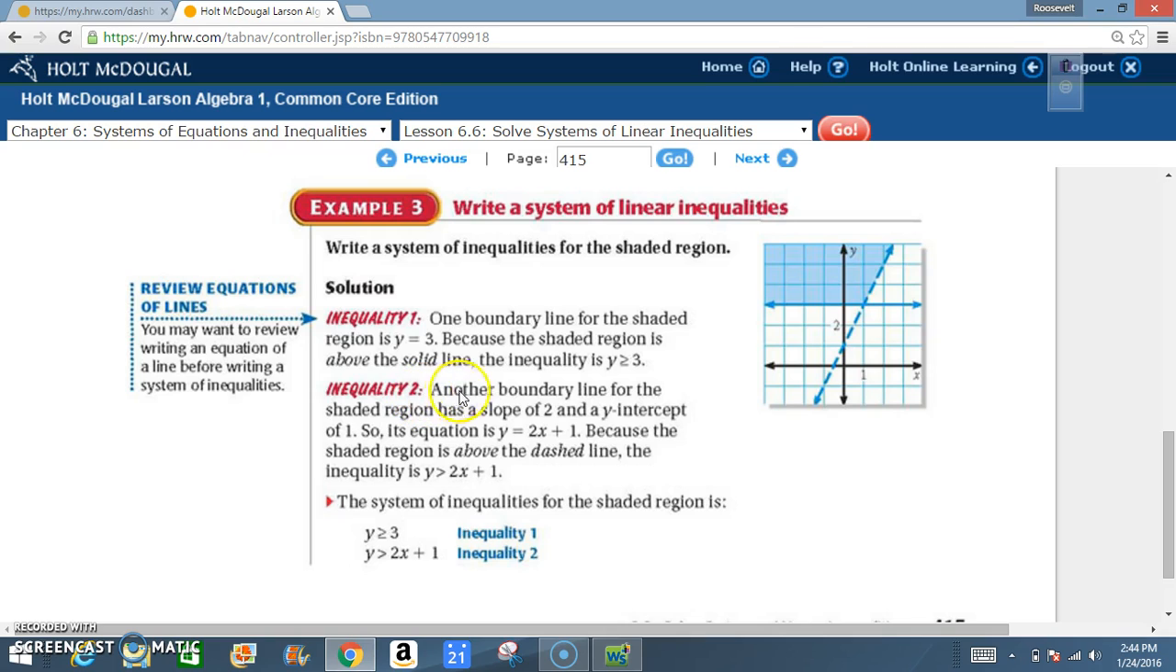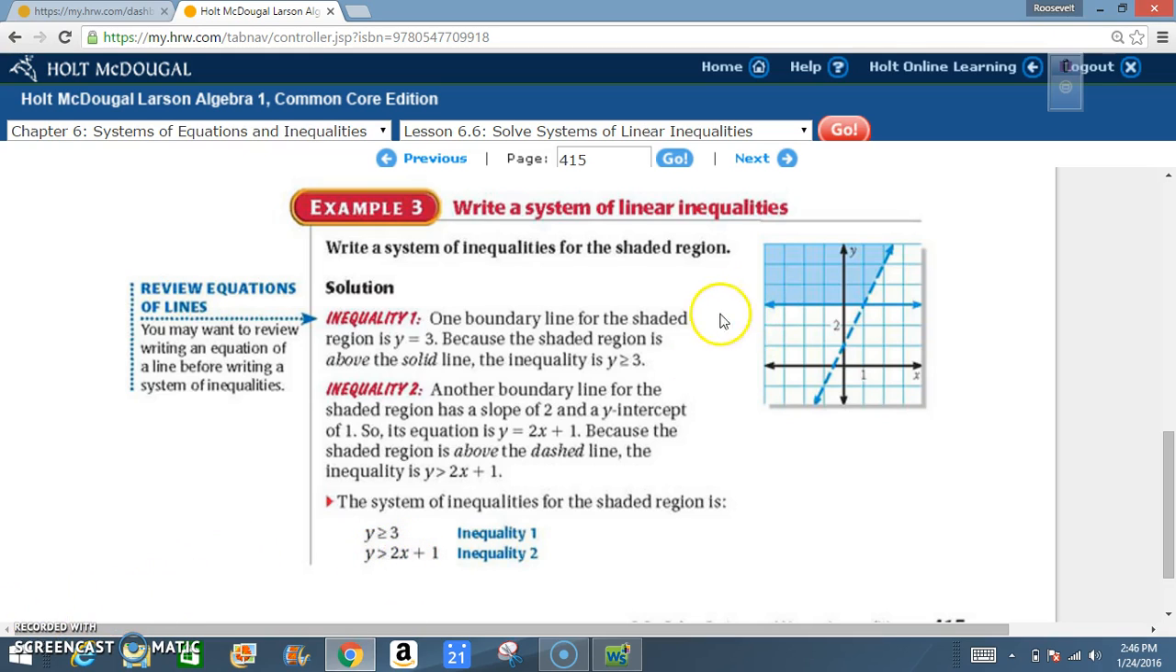Inequality 2. Another boundary line for the shaded region has a slope of 2 and a y-intercept of 1. So its equation is y is equal to 2x plus 1. Because the shaded region is above the dashed line, the inequality is y is greater than 2x plus 1. The system of inequalities for the shaded region is y is greater than or equal to 3 and y is greater than 2x plus 1.